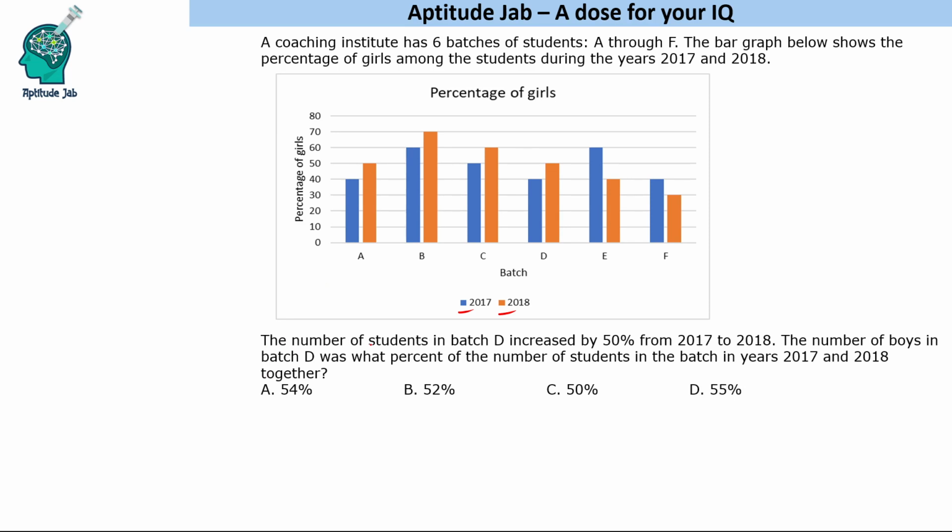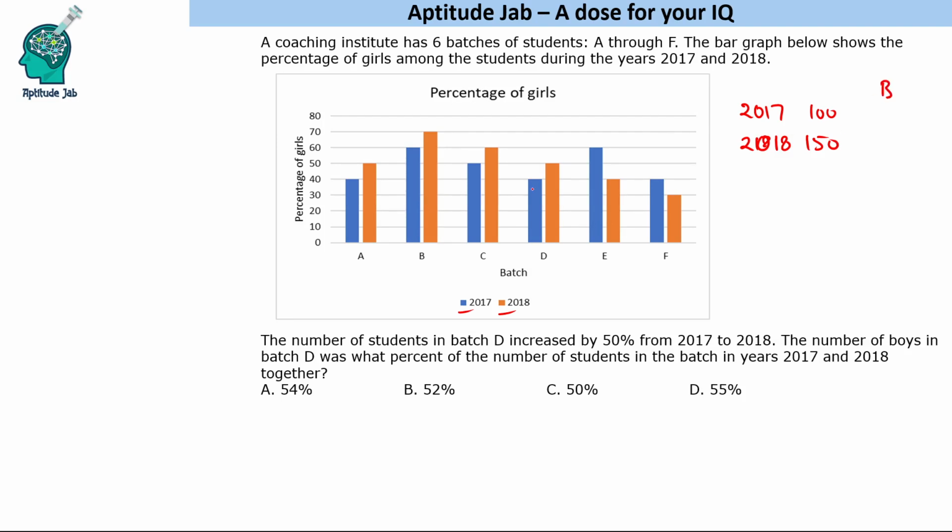The first question: the number of students in batch D increased by 50% from 2017 to 18. The number of boys in batch D was what percent of the total number of students in the batch in the years 2017 and 18 together? This is quite simple to do. We will take that in 2017 the number of students be 100, and in 2018 we will take the number to be 150. So we will get the number of boys as well.